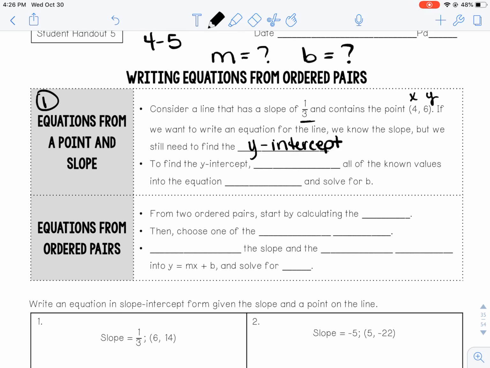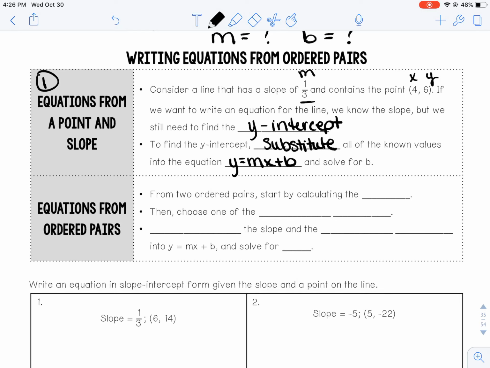To find the y-intercept, we're going to substitute all of our known values into the equation of y equals mx plus b. So again, we have m, we have an x value and a y value. We're going to substitute all that into that equation and solve for b.